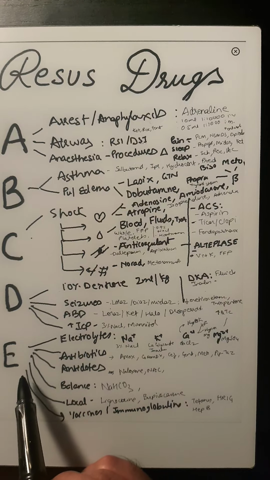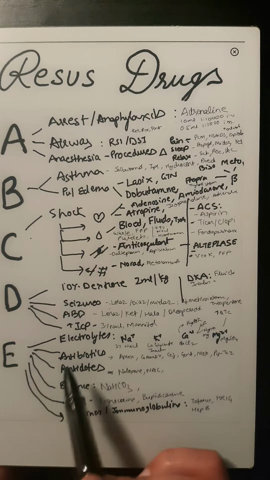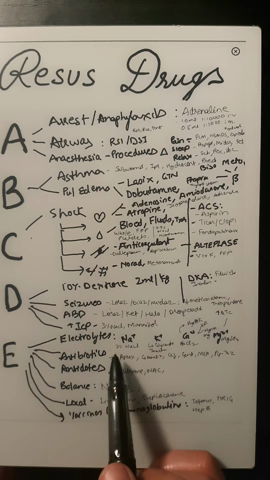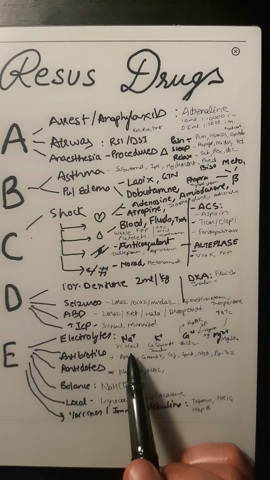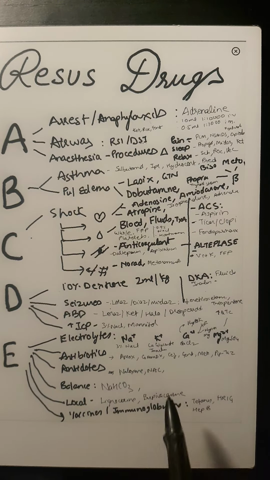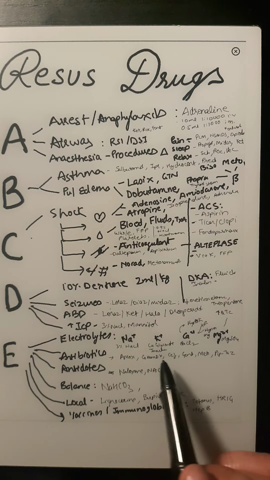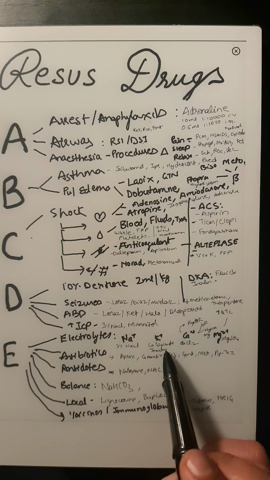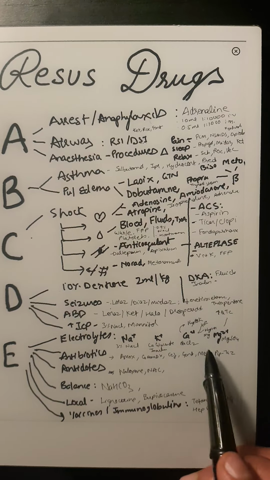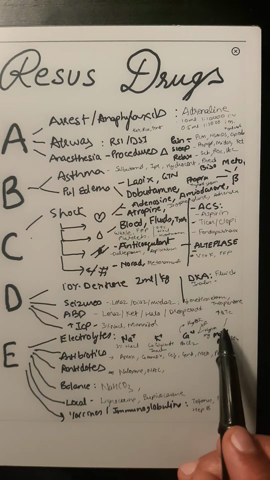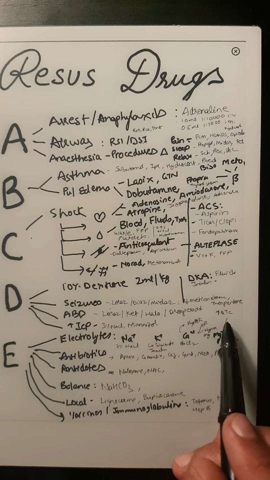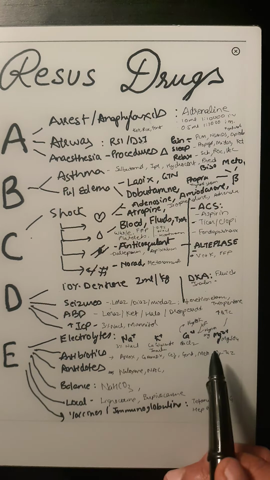Now coming to E for everything else. So we started with electrolytes. So severe hyponatremia is treated with 3% saline. Then calcium gluconate is required in hyperkalemia along with insulin and salbutamol. Then magnesium sulfate is required for eclampsia and prolonged QTc.